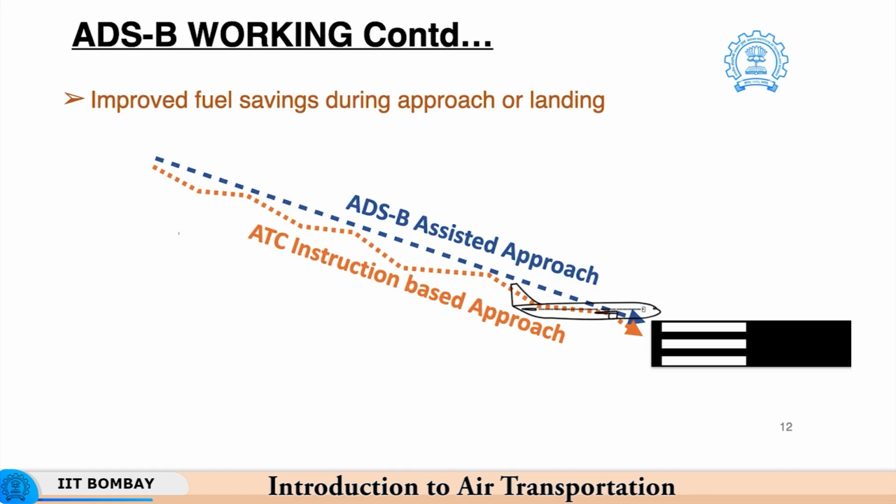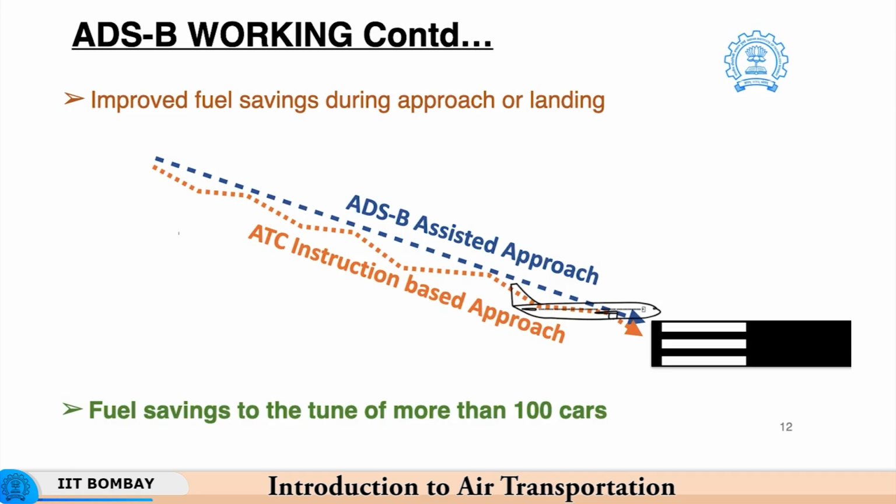In fact, it has been found that implementation of such a technique can curtail the fuel consumption by an amount equal to the fuel consumption of more than 100 cars. So, you can envisage how ADSB can be and is being implemented all across the globe to carry out more efficient, greener and manageable air traffic management.